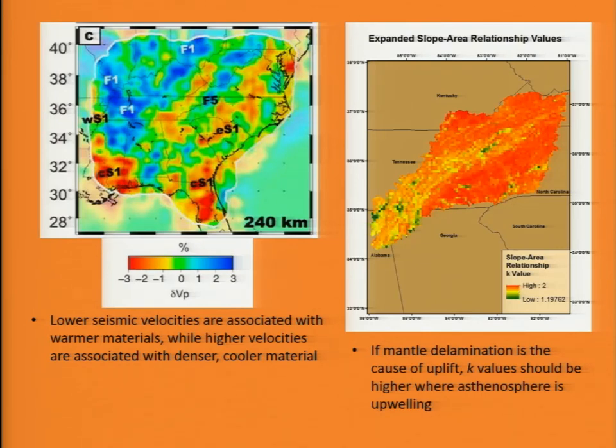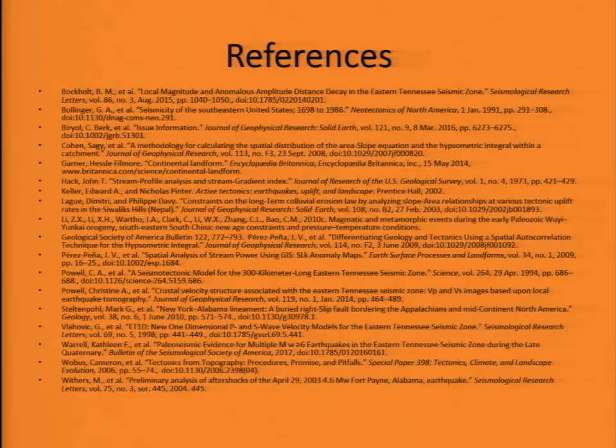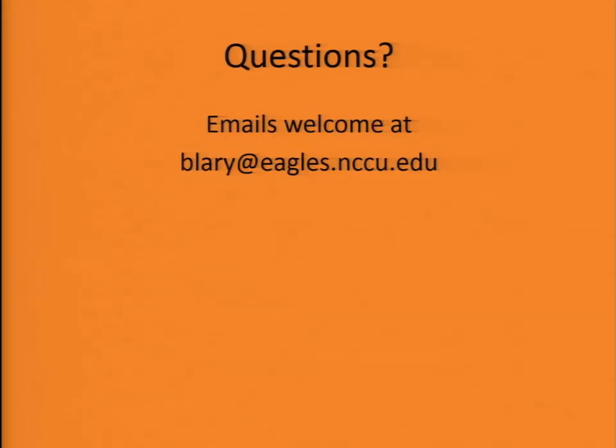I have yet to gather that data, but I'm hoping to run a correlation on this. This could perhaps explain why there's uplift at least. It might not necessarily give us information on earthquakes in the area, but would at least give us another step towards understanding the properties that are governing the landscape in the Appalachians. And here are my references, and I am open for questions.